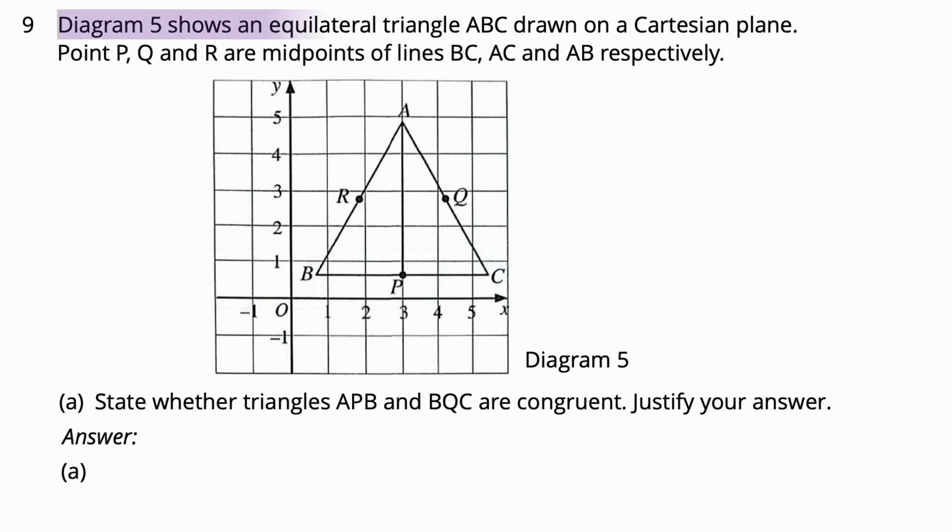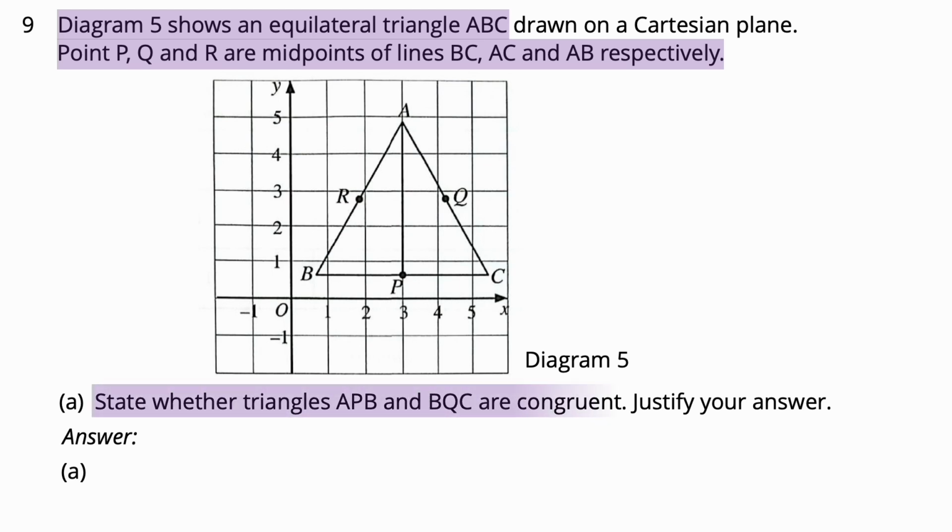Diagram 5 shows an equilateral triangle ABC. Points P, Q, and R are midpoints of lines BC, AC, and AB respectively. A. State whether triangles APB and BQC are congruent. Justify your answer.